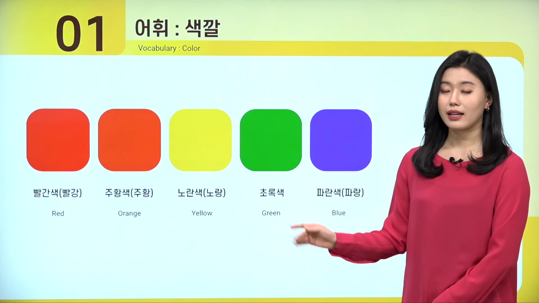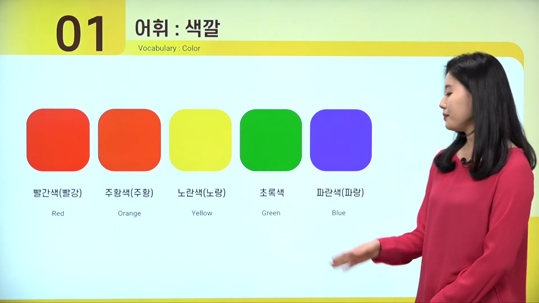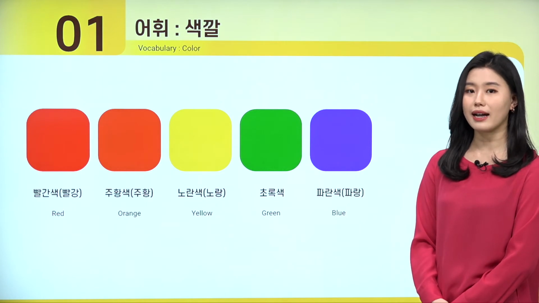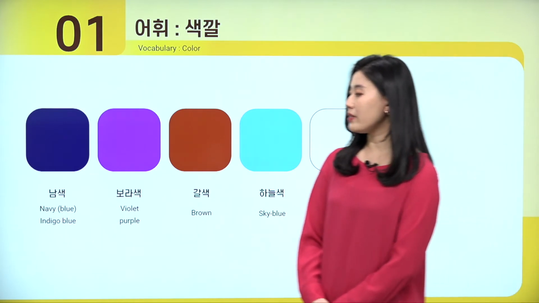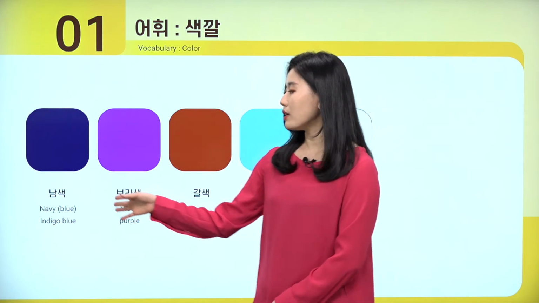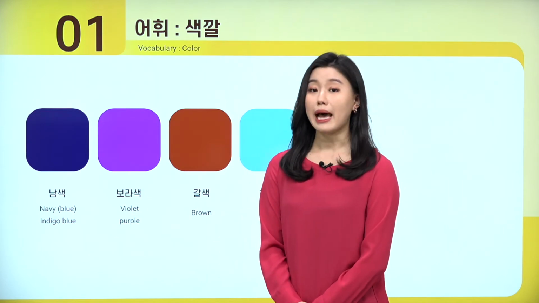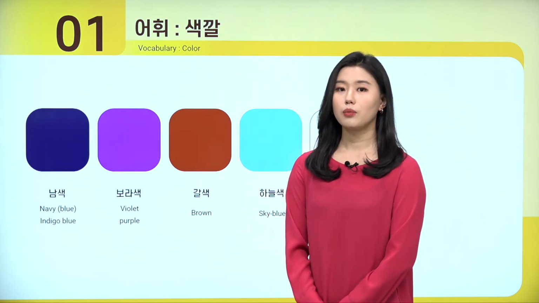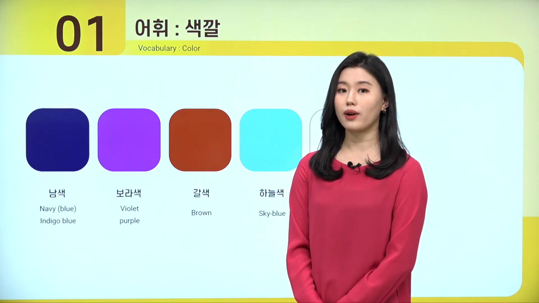Green, 초록색, or sometimes we say 녹색. Blue, 파란색, or 파랑. Next one, we have indigo blue, 남색. But we don't use 남 as one syllable, so we must put 색 for indigo blue: 남색. Next one, violet or purple, 보라색, or 보라.